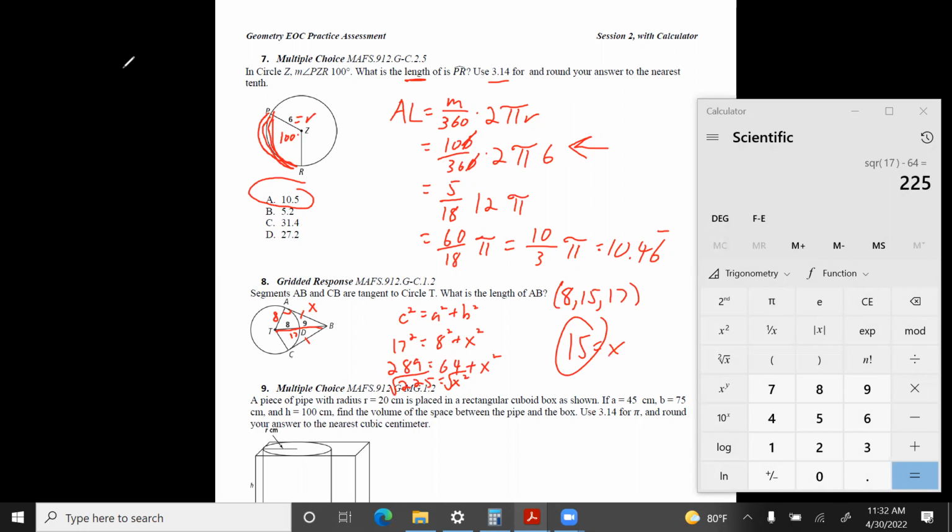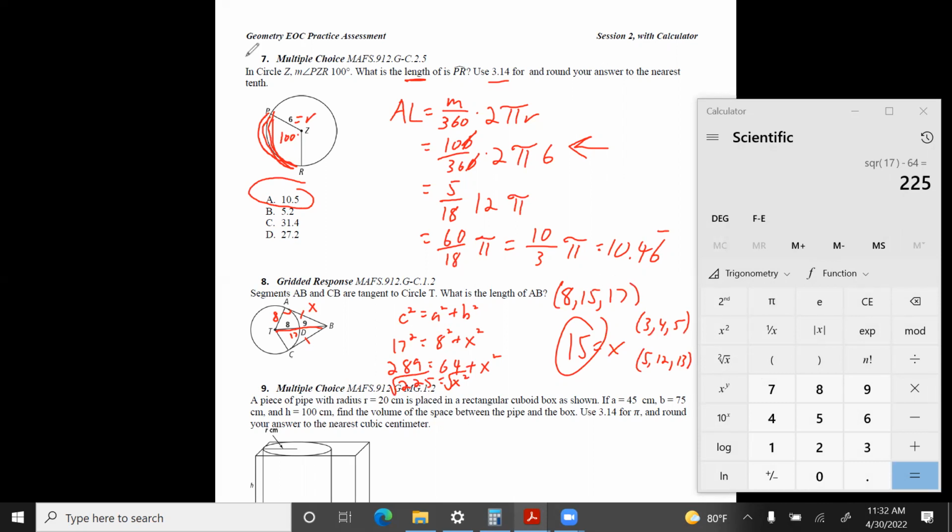Again, those triples will help out. You will see a decent number of problems that use some type of triple. Again, the two that are more common than this one are going to be our 3, 4, 5, and our 5, 12, 13. But I would say the 8, 15, 17 would be the third most common.